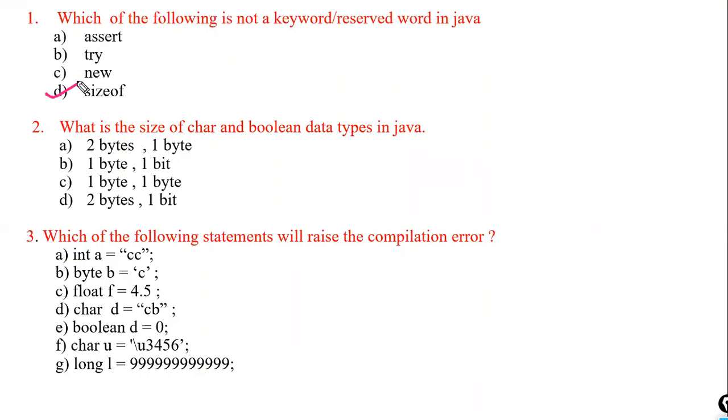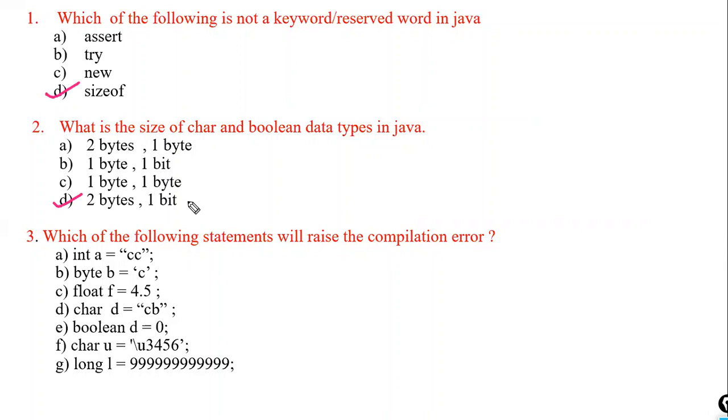What is the size of character and Boolean data types? The size of the character is 2 bytes. In C, we have 1 byte, but whereas in Java, the size of a character is 2 bytes and the size of the Boolean is 1 bit. So the correct option is D.